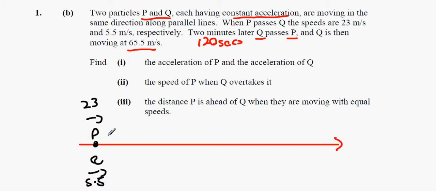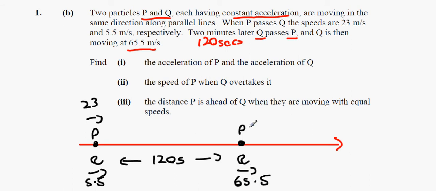Okay, 120 seconds down the road. So P is in the lead of Q all the way up, and then all of a sudden they're level again, 120 seconds down the road. Okay, so 120 seconds later, this is what happens. They're even again, and at this point Q is then moving at 65.5. So Q is going 65.5, and we don't know what speed P is going at this point in time.